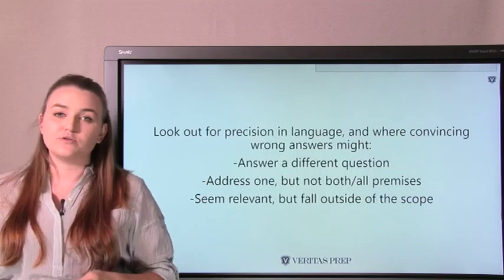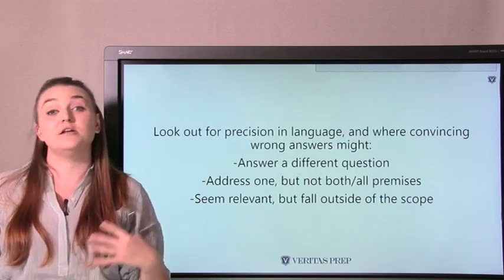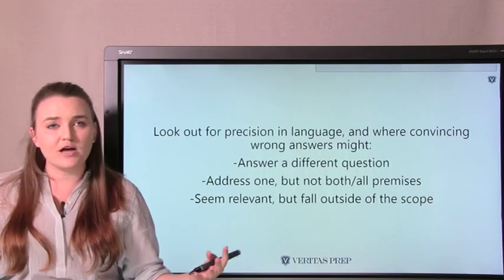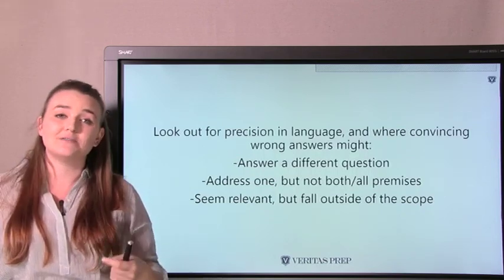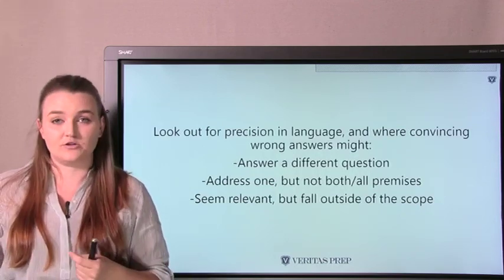So it's things like answer choices D and E, for anyone who may have been initially convinced by them, seem relevant, they seem on topic, but they fall outside of the scope of what is specifically being addressed.